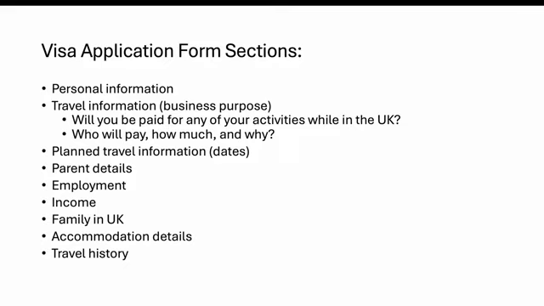So what you can expect to see in the visa application form: after you register, you'll be asked to fill out these sections. One is personal information like email, address, passport number, nationality, and those things. Then it's the travel information, which is about your travel to the UK. You will choose the business purpose. If you are going for a conference, this would be in the business category.